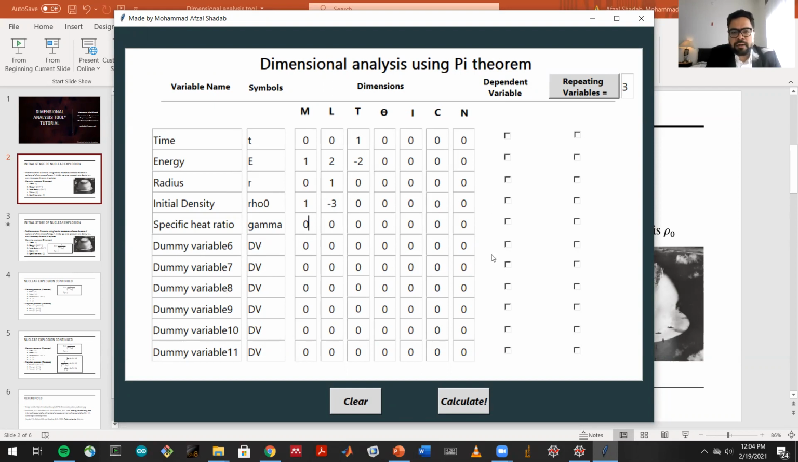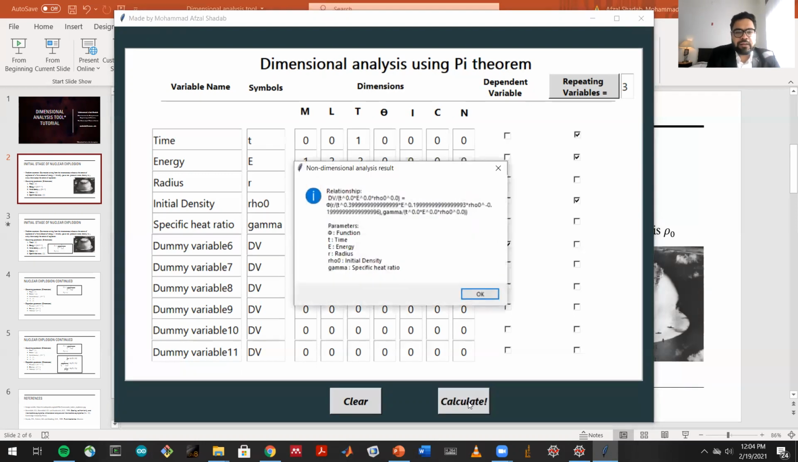In our case, we will choose time, energy, and initial density as the repeating variables. Since we don't have a dependent variable in this first problem, we'll have it in the next slide, but for the first problem, we don't have it. So here we can just pick a dummy variable for the dimensional analysis and click calculate.